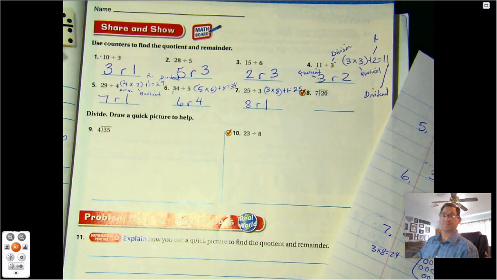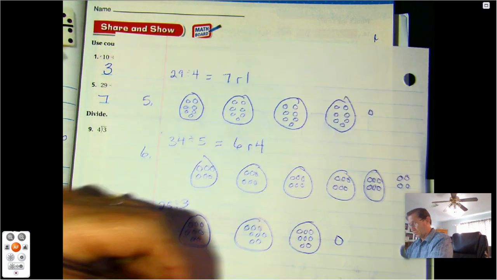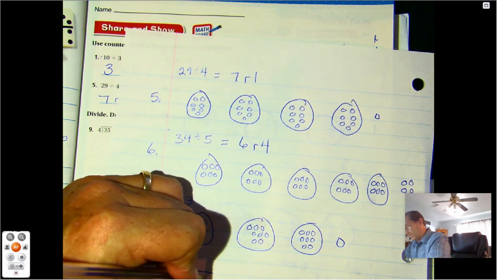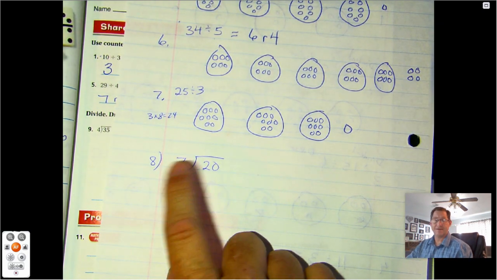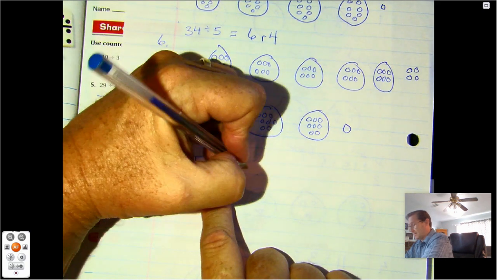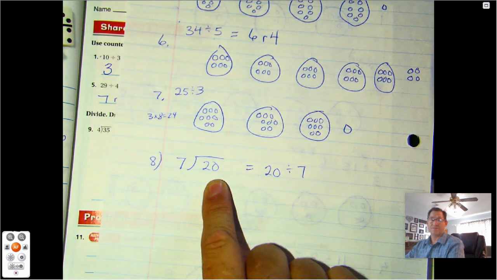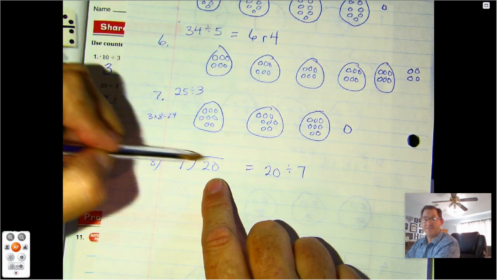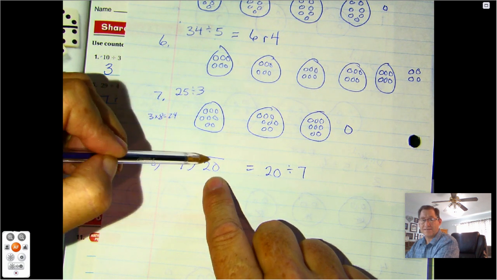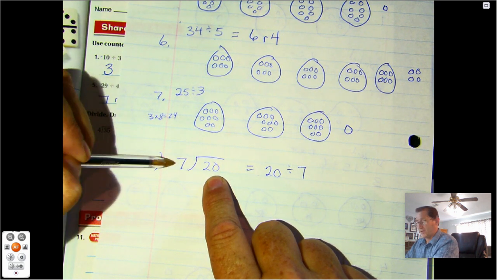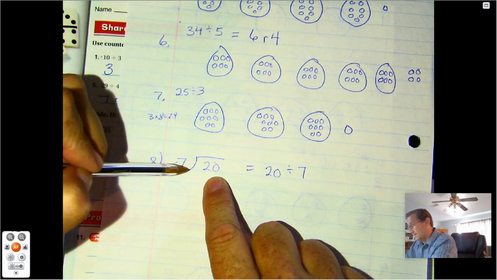Number 8. So this time it's written a little differently, right? This time it has 20 divided by 7. So this is an equivalent way to write that would be 20 divided by 7. So you might want to say the division house. Sometimes some people will refer to that as the division house. So the 20 is in the division house, and I'm sharing it with 7. Okay. 20 divided by 7.